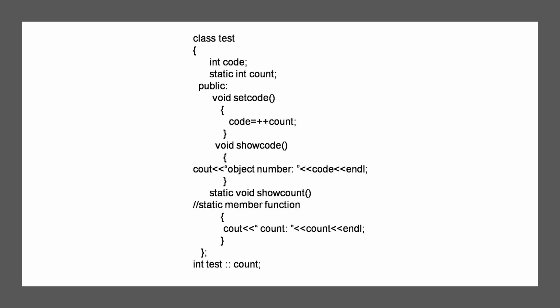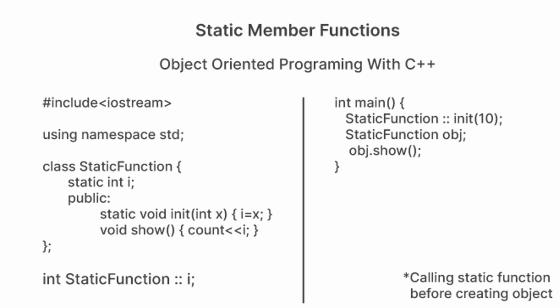Here is another example. We are using class test with an integer code, which is a normal variable, and a static integer count, which is a static variable. In public we have two functions: setcode and showcode. In setcode we increment the count value. In showcode we display the object number and the code. Then there is another function, a static function, static void showcount, as a member function, where we print the count. We call it using test, scope resolution operator, showcount. This is how to call the static member function.